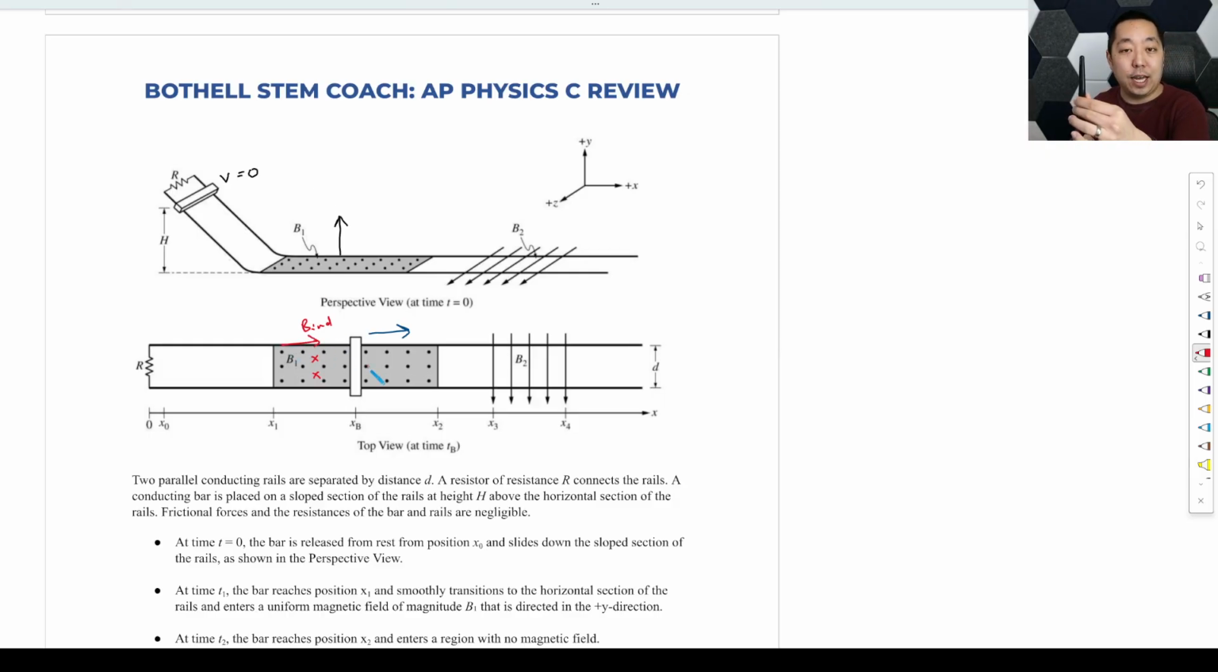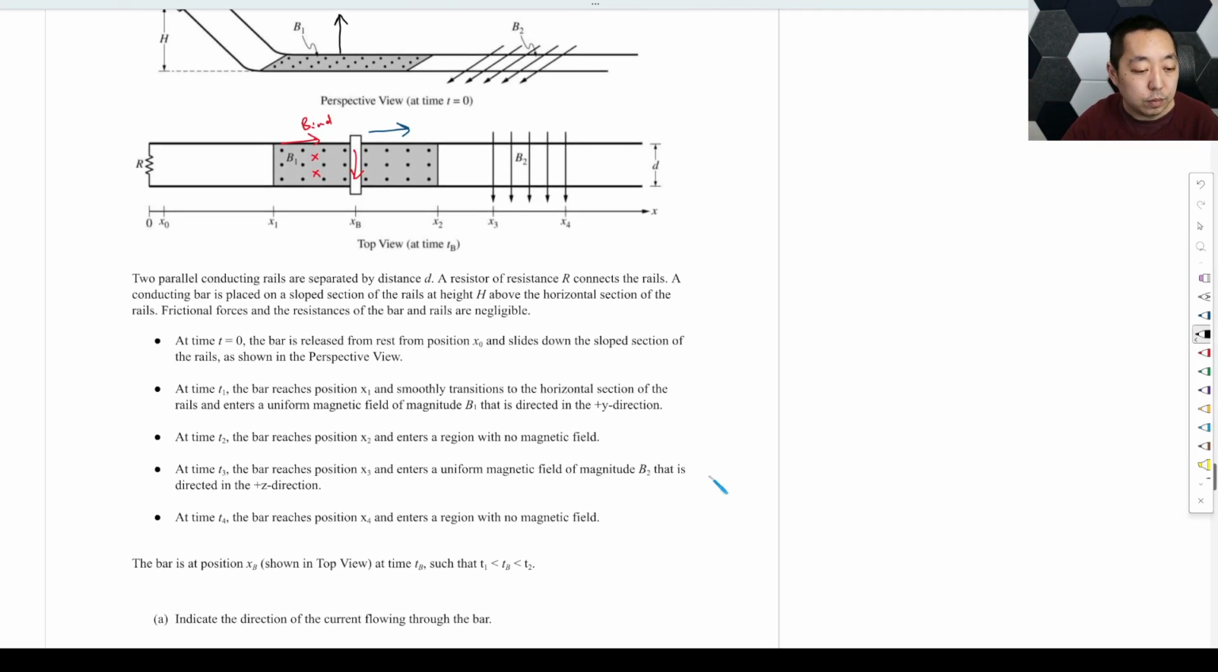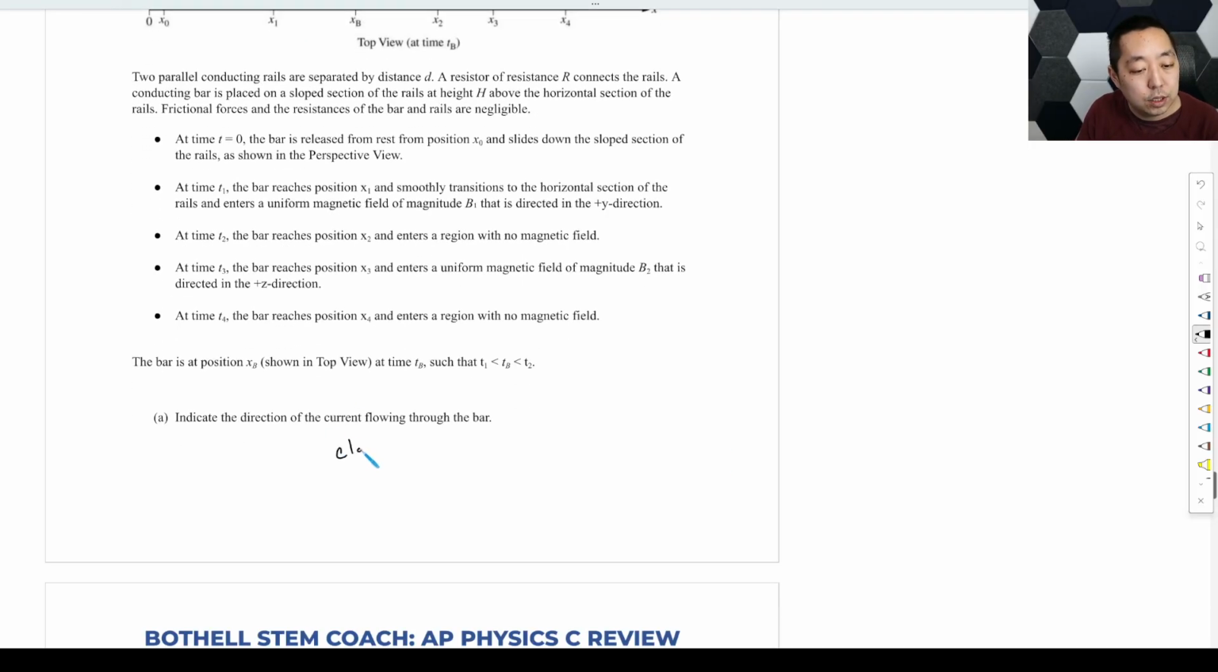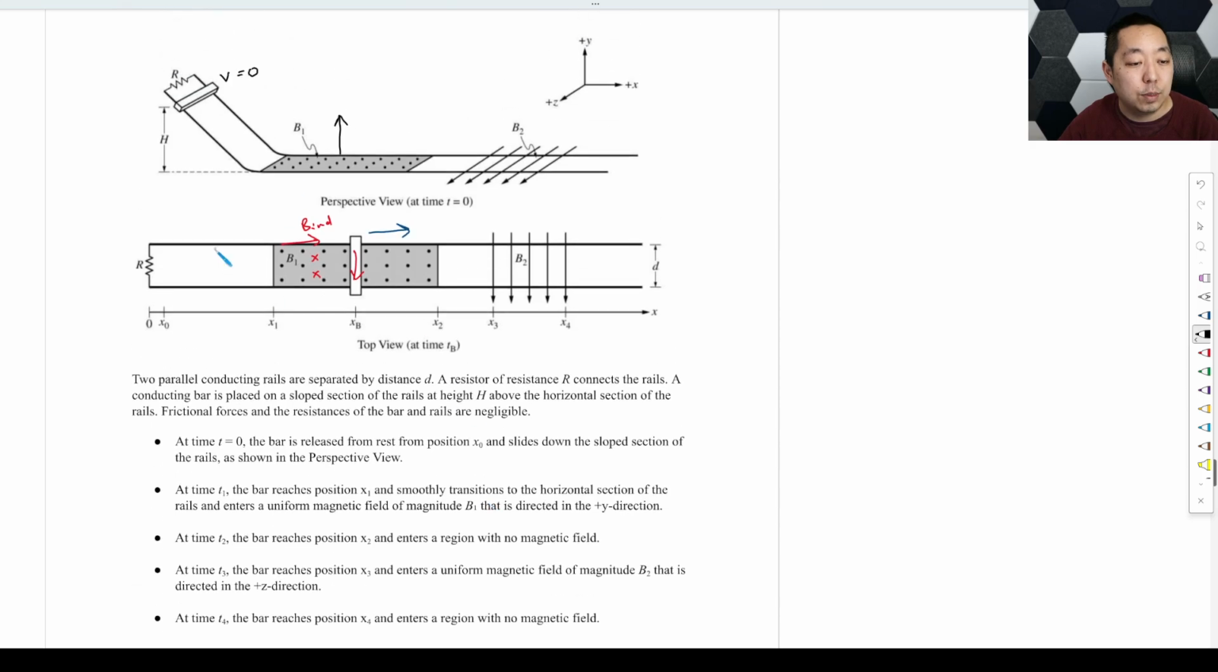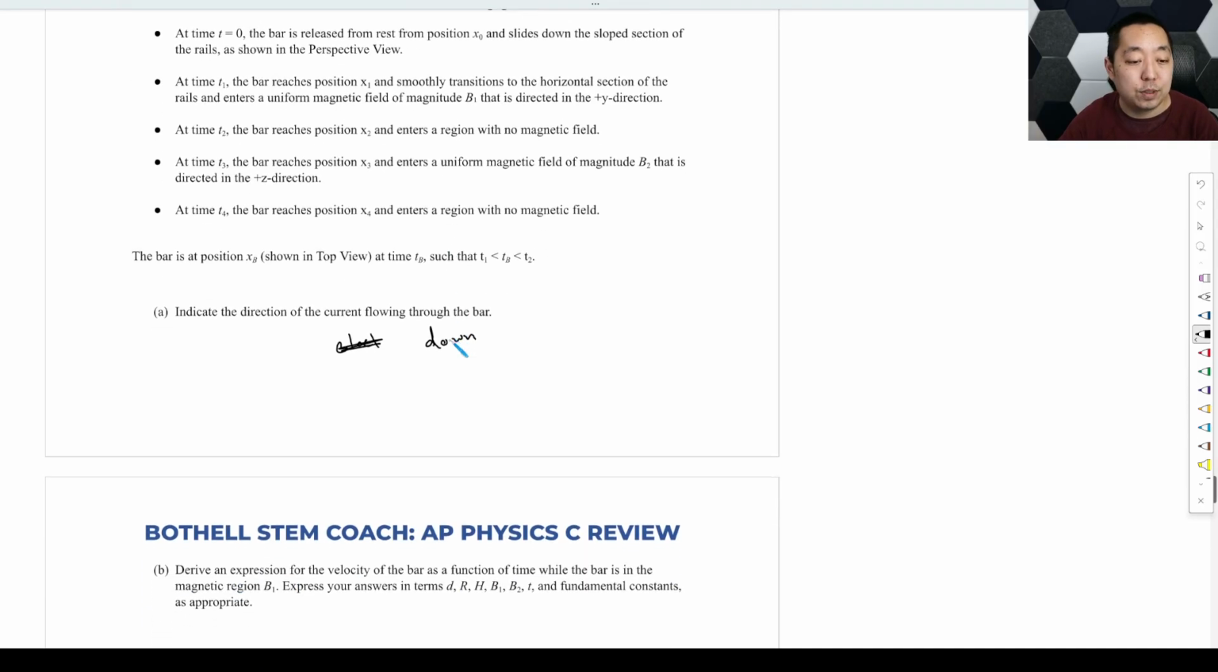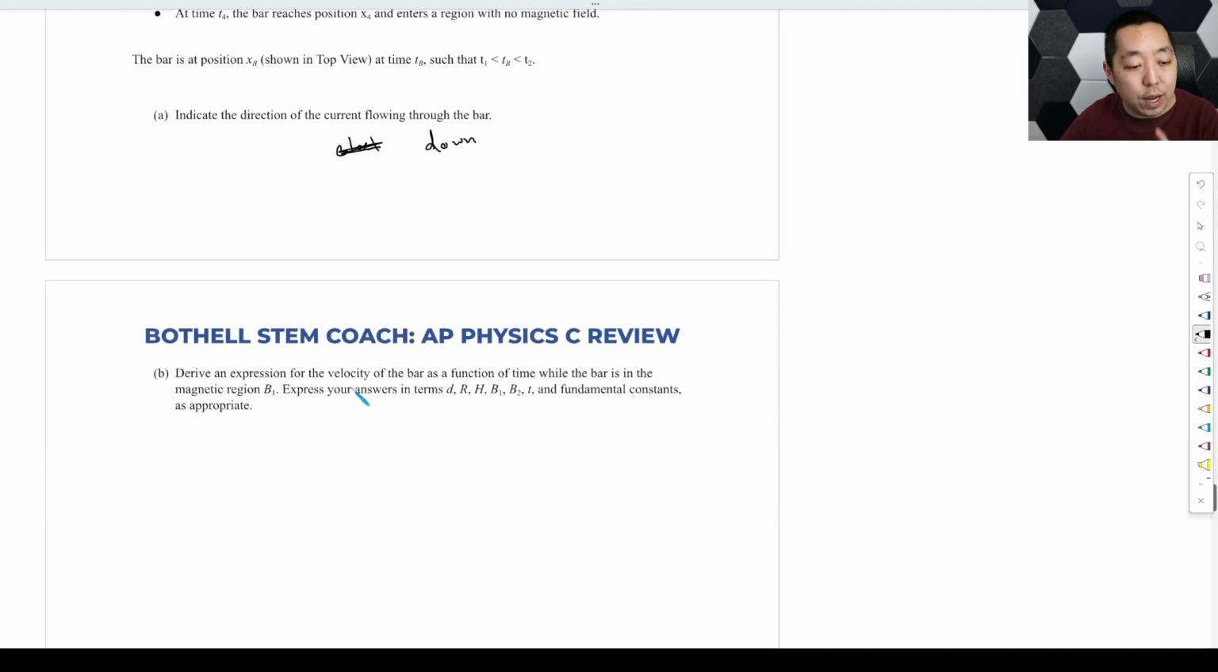And on the left side, again, I want my fingers to go into the page, so my thumb would have to be pointing down. So it's going to be clockwise here. So it's going to be a clockwise current, which means it's going down through the bar. So it's going to be a clockwise current going through there. And that's how we do those steps for Lenz's law. Derive an expression for the velocity of the bar as a function of time while the bar is in the magnetic region. Express your answers in terms of these.